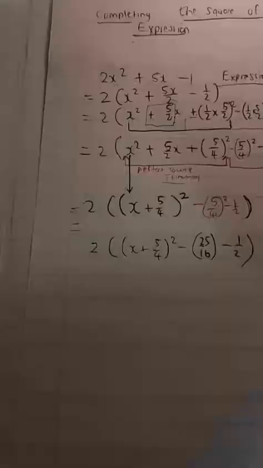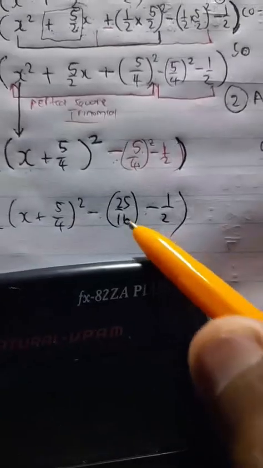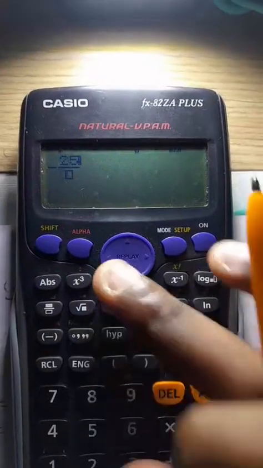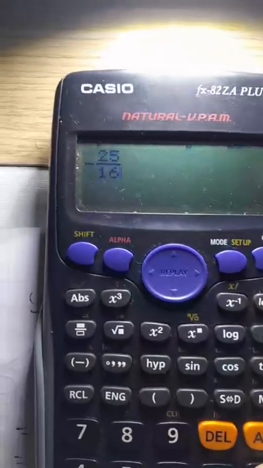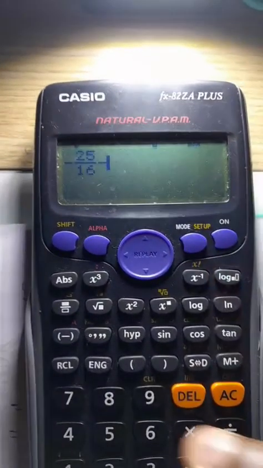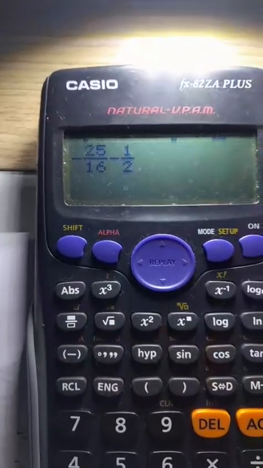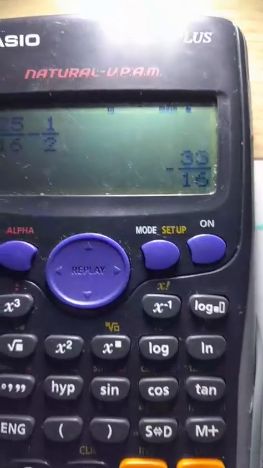Now I can simply take my calculator, because what I want is the numerical value of negative 25 over 16 minus 1 over 2. I go to my calculator and type it in: negative 25 over 16 minus 1 over 2, equals. My calculator gives me negative 33 over 16. So that makes life very easy.